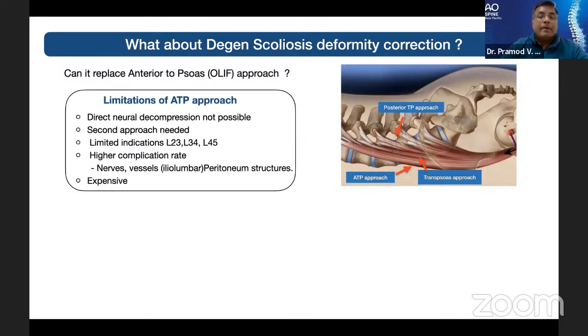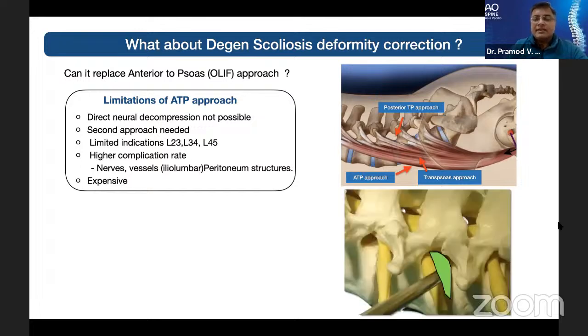So the limitations of the OLIF approach or the ATP approach is we cannot achieve direct neural decompression in this case. A second approach is needed for that. It has got limited indications. Doing it in L5-S1 is not everybody's ball game. It is only for the experienced surgeons. And it has got a comparatively higher complication rate because there are nerves, peritoneal structures, and vessels lying everywhere anteriorly. And it is relatively more expensive.